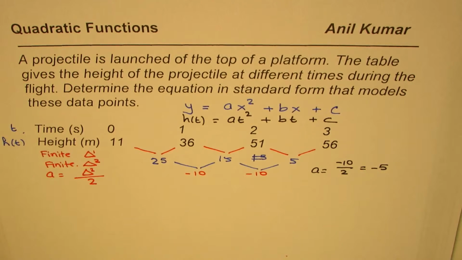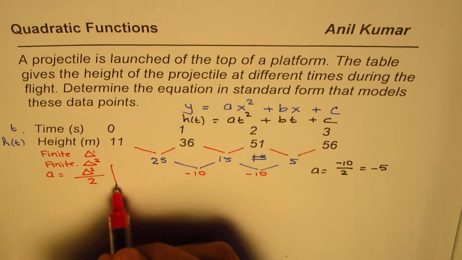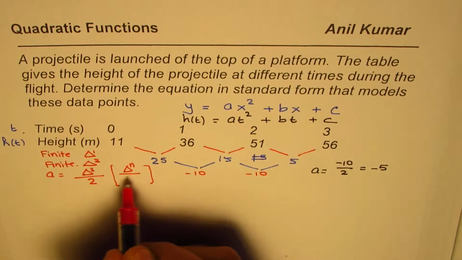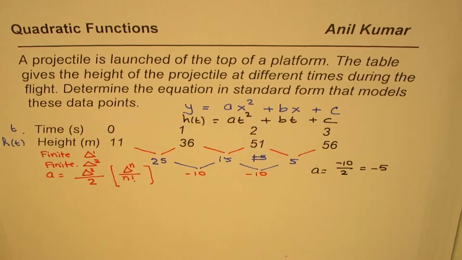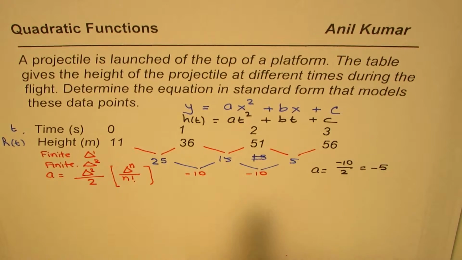The formula I have used is that if the second finite difference is constant, then a equals that constant finite difference divided by 2. In general, the formula for any polynomial is that if the nth finite difference is constant, a is that divided by n factorial. We'll talk about it later. At present, this is good to use. So we know the value of a is minus 5.